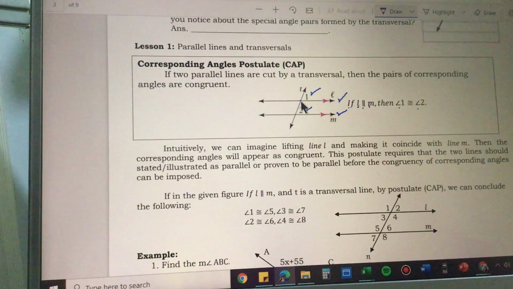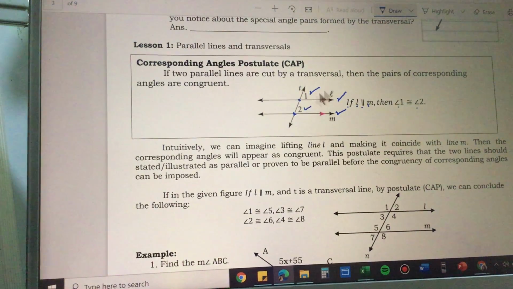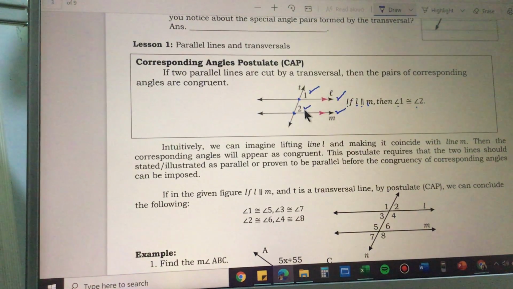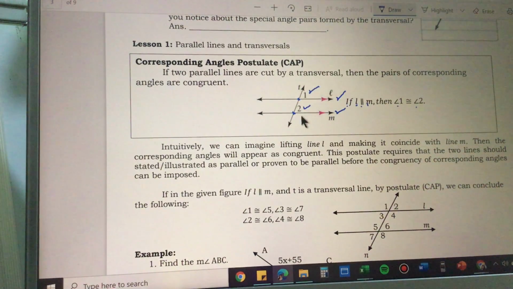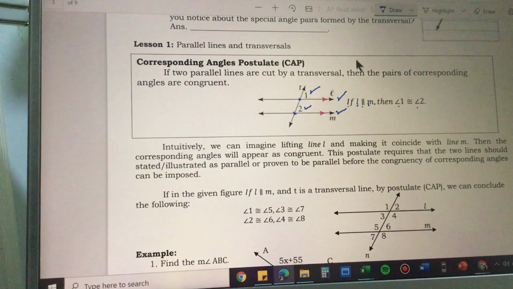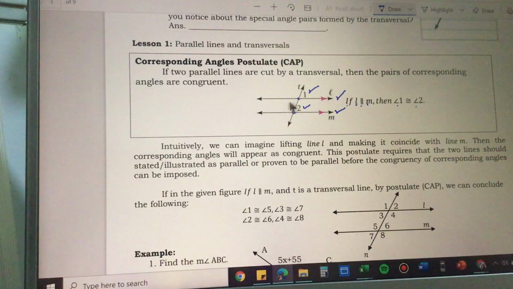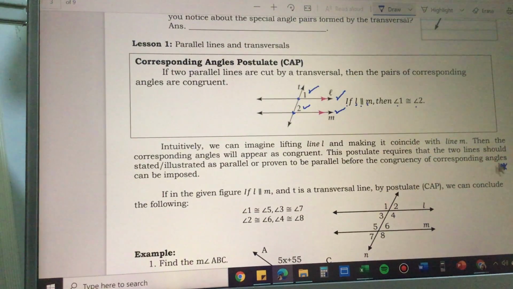Kailan natin nasasabi na non-adjacent ulit? If the two angles do not have a common vertex or common side. So, check tayo doon, non-adjacent yung angles 1 and 2. Isa ay interior, yun yung angle 2. Yung isa ay exterior, yun yung angle 1. And then, both of them lie on the same side of the transversal. So, because they are corresponding and they are formed when a transversal cuts these two parallel lines, therefore, congruent sila. Bakit natin nasasabing congruent? Try to imagine yung sa line na to.